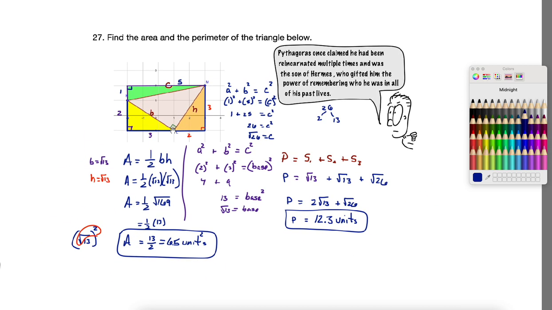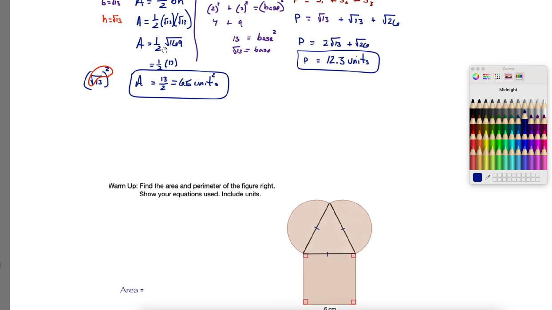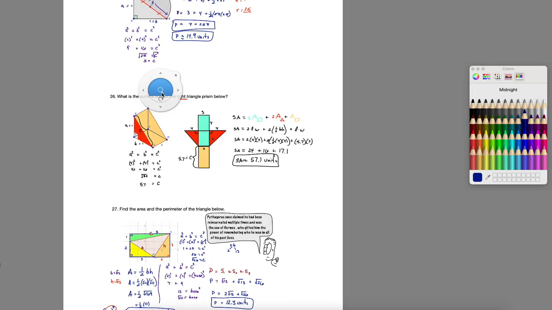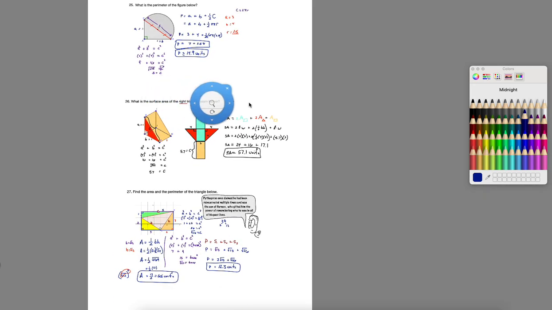All right, we're done with this section. This is the warm-up. We already did that. And I hope that makes sense. And I'll check you guys later.